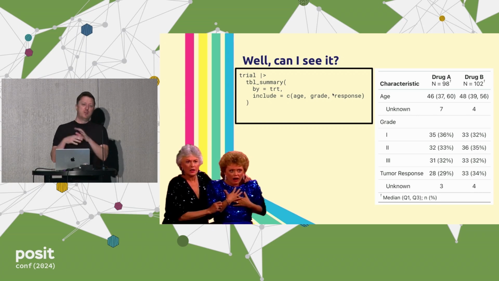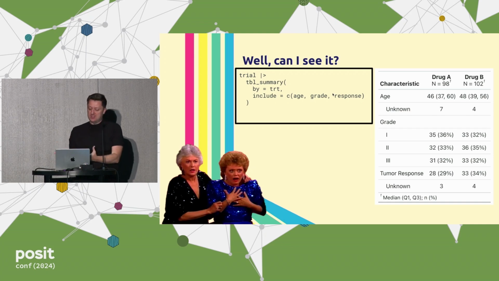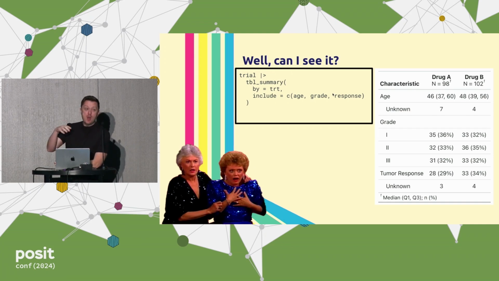So you've heard about the package, but let's see it actually in practice. So really the ethos, the idea behind this package was we wanted to have dead simple code and also super customizable, which are sometimes 2 conflicting ideas. So in this example, I think it's pretty dead simple. We have trial, which is a data frame, a data set, and we pass that to tbl_summary from the gtsummary package. And we say, I would like to have some summary statistics split by treatment, and I want to see age, grade, and response.